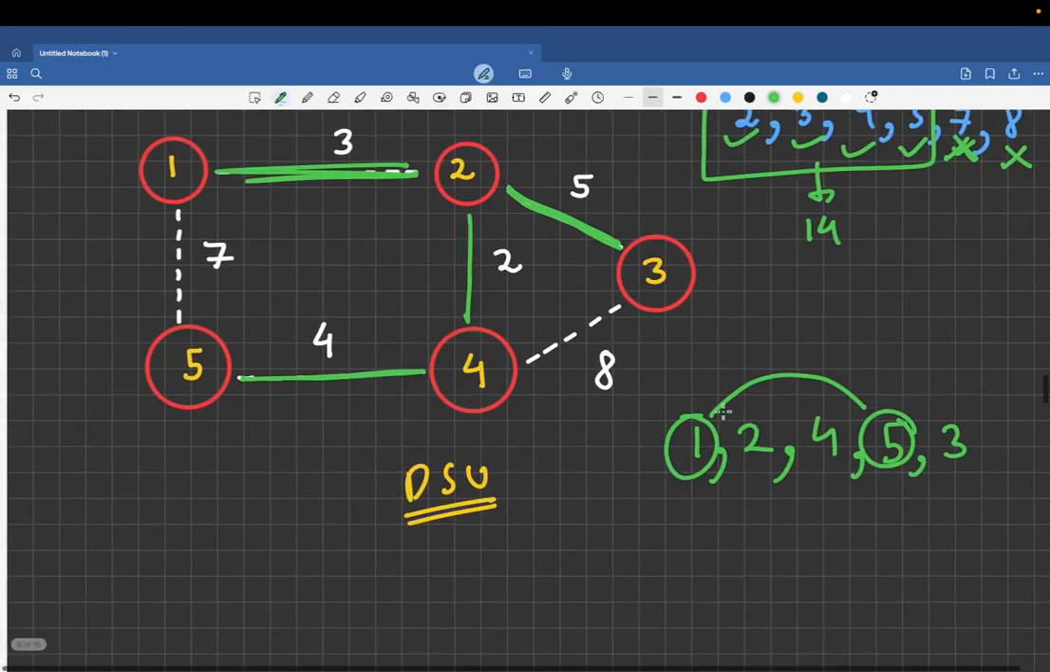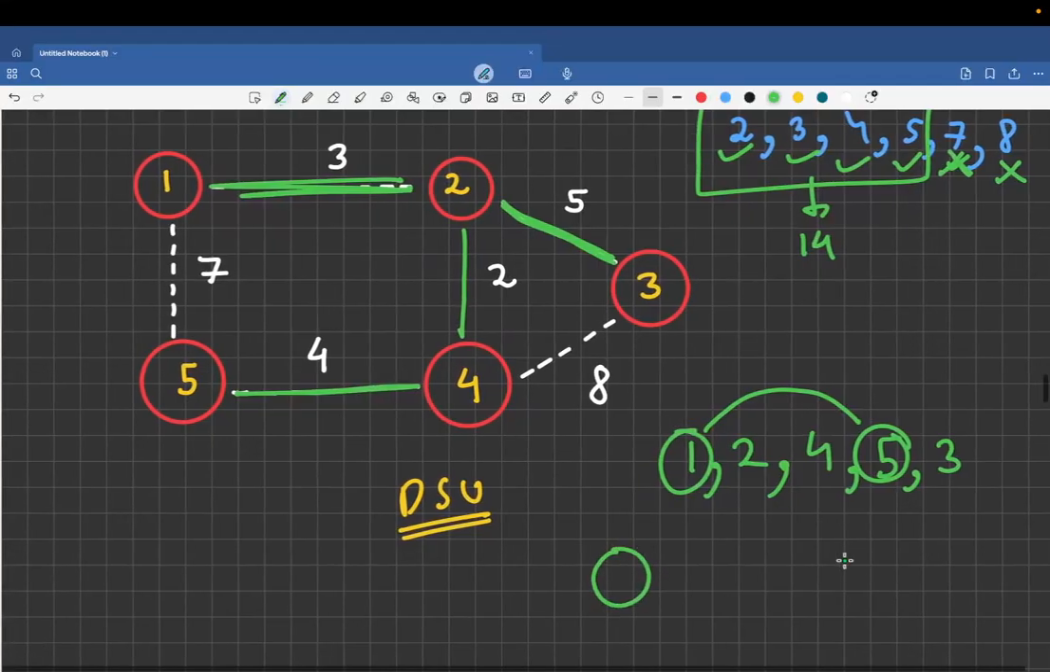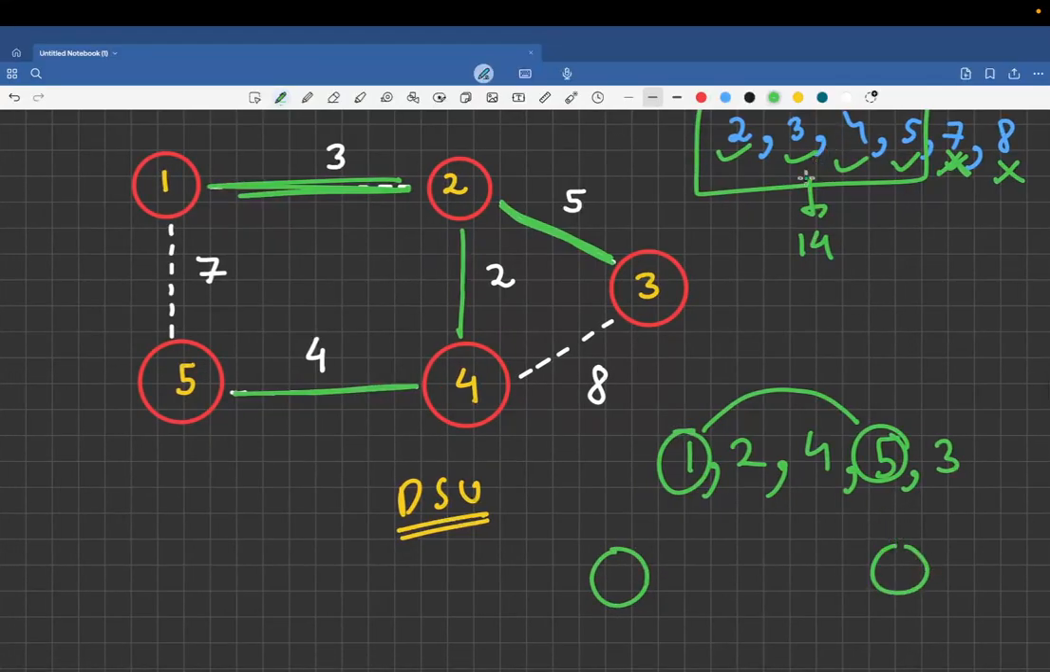So when we are trying to take an edge, we already know that edge connects which two nodes A and B. We will simply see whether A and B belong to the same component. If yes, we won't take that edge. This is how simple Kruskal's algo works. So let's see the implementation for this and the things will be clear.